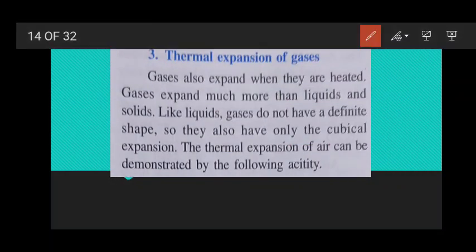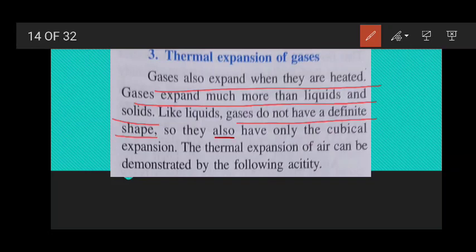Gases also expand when they are heated, and gases expand much more than liquids and solids. So it is now very clear that gases expand more than liquids, and liquids expand more than solids. Like liquids, gases do not have a definite shape, so they also have cubical expansion, which means expansion is related to volume. The thermal expansion of air can be demonstrated by the following activity.